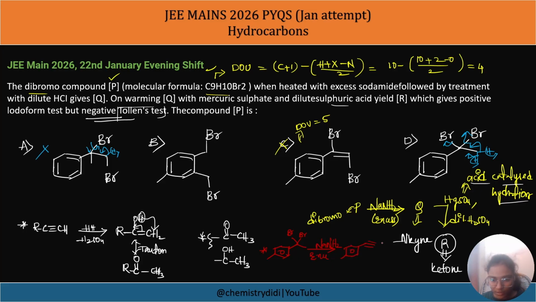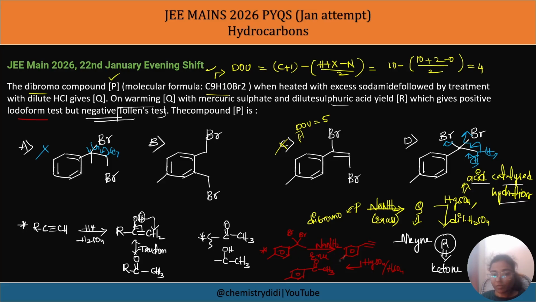Here we'll get a triple bond. And then if you treat it with this, this is the acid catalyzed hydration. What happens? It proceeds by the same mechanism, and here we'll get C double bond O CH3. So you can see it gives the positive iodoform test, and at the same time it gives the negative Tollens test, as it is a ketone.